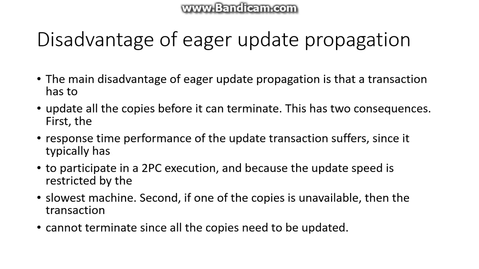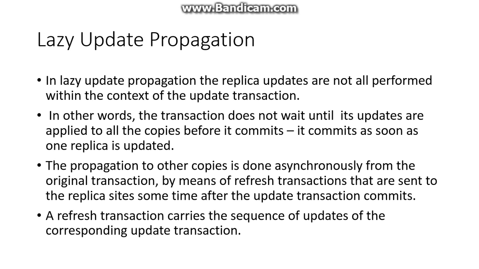The main disadvantage of eager update propagation is that a transaction has to update all the copies before it terminates. This has two consequences. First, the response time performance of the update transaction suffers since it typically has to participate in 2PC execution, because the update speed is restricted by the slowest machine. Second, if a copy is unavailable, then the transaction cannot be terminated since all the copies need to be updated.